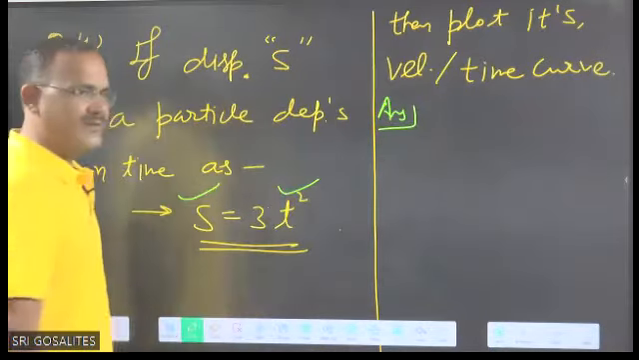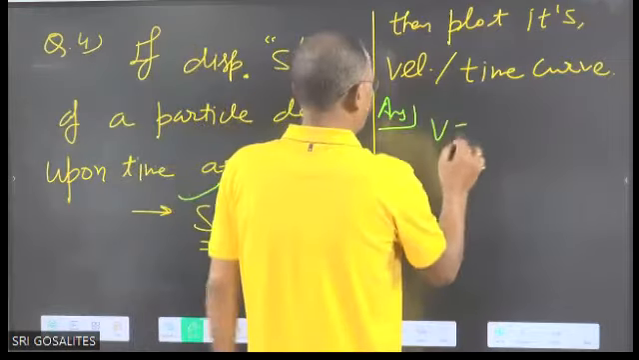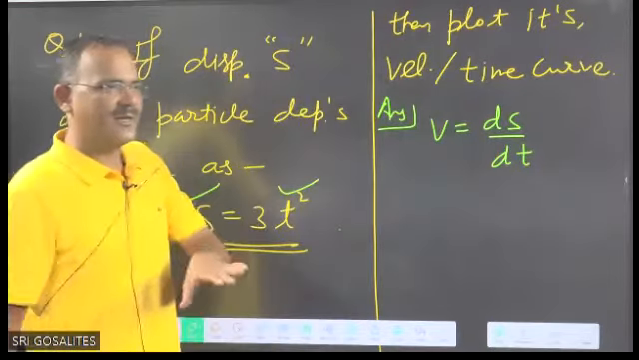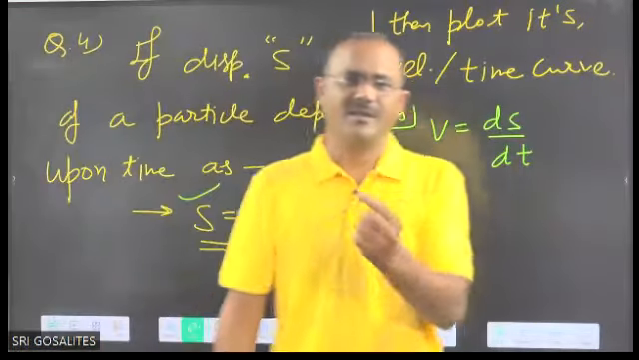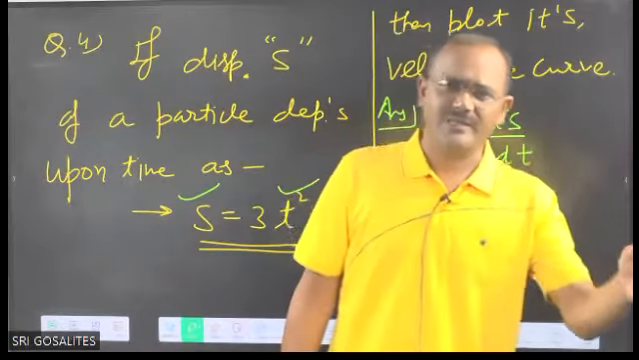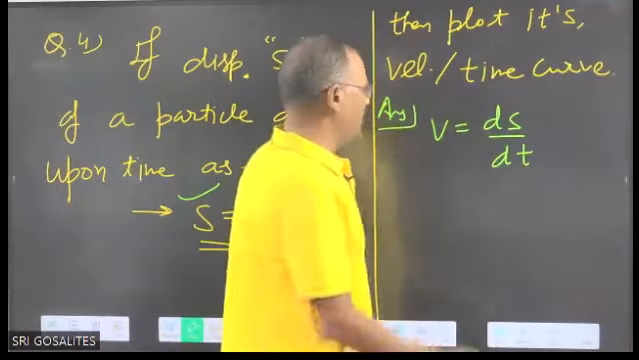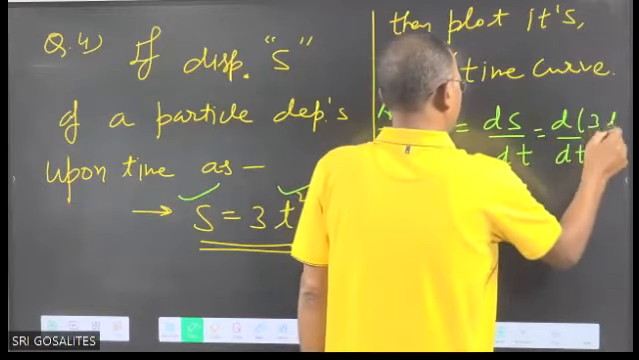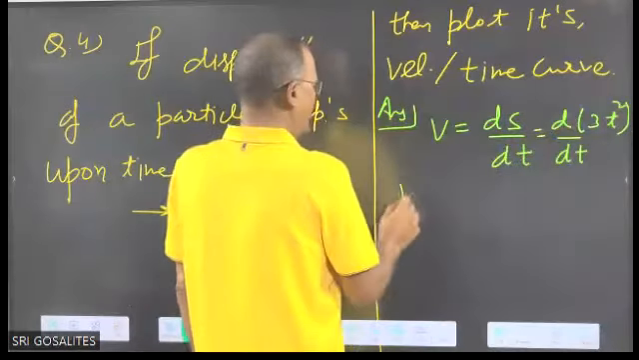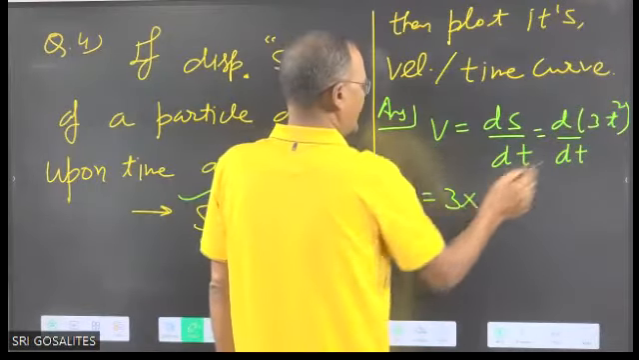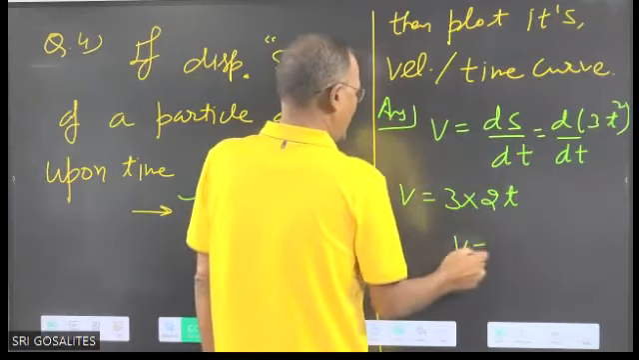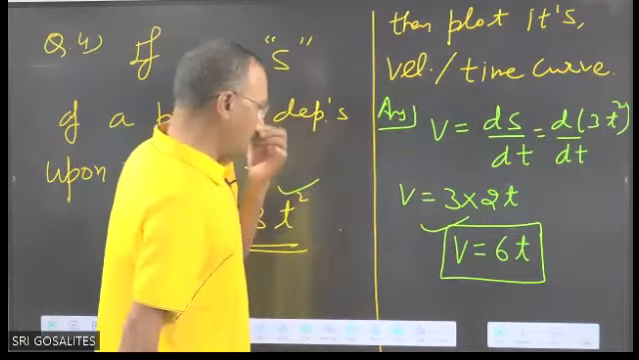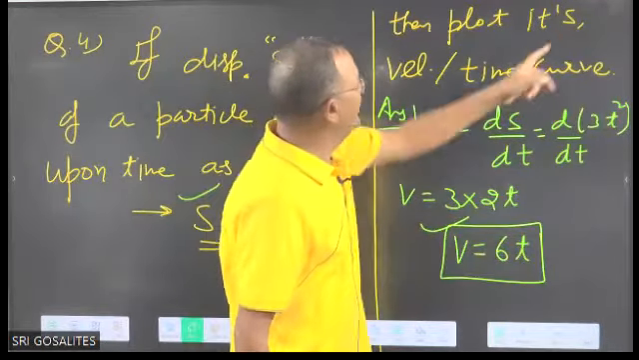See, displacement is the function of time. What I required? Velocity, which is ds upon dt, means rate of change of displacement is called the velocity, means in 1 second how much particle is getting displaced, that is called its velocity. So by that logic, if I differentiate, you know differentiation, 3 is the coefficient, will come out, and t square with respect to t is 2t. So what is the velocity? 6t.